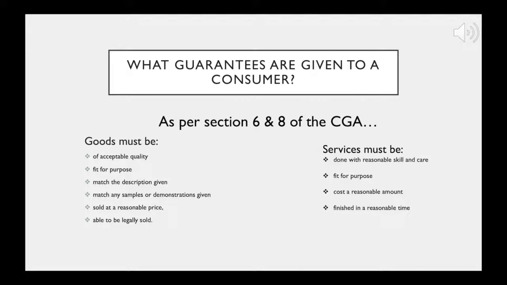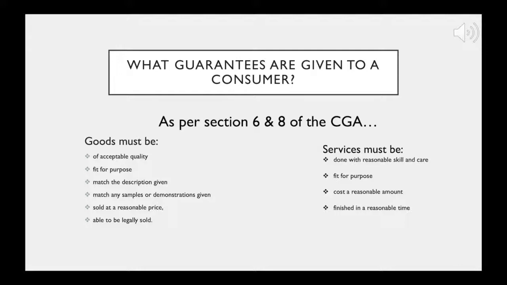Guarantees given to the consumer by the CGA are in terms of the supply of goods and services. For the supply of goods, Section 6 deems that it must be of acceptable quality, meaning that it is acceptable in appearance, free from minor defects, safe, durable, and fit for the purposes for which goods of that type are used. Section 8 determines that goods supplied must be fit for a particular purpose if that purpose is known to the supplier, unless it is not reasonable to rely on the expertise of the seller.